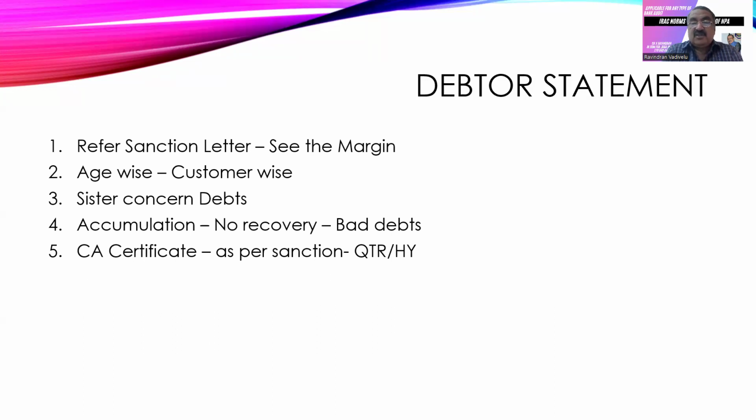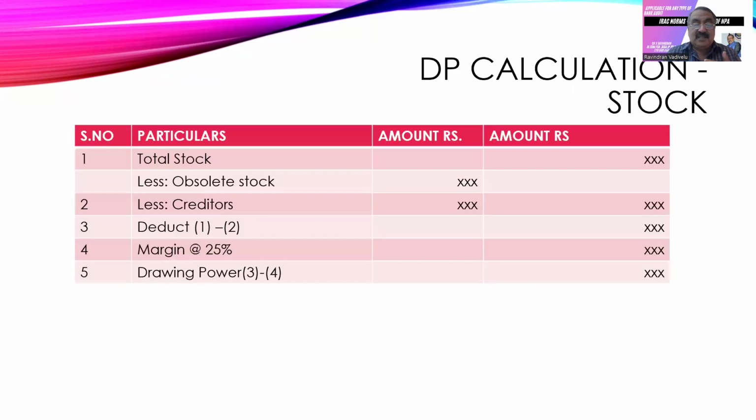And here I want to make a request: don't sign other auditors' cases. If the CA certificate has not been produced by the borrower to the bank once in a quarter or half-yearly, then again the penal interest concept is applicable. Then you have to analyze the bad debts.